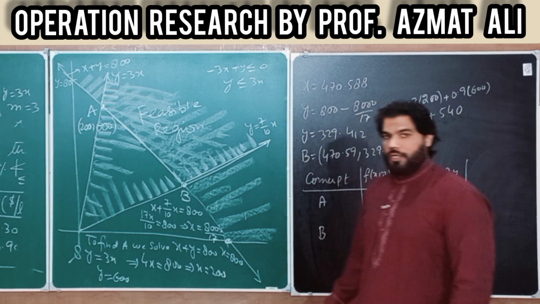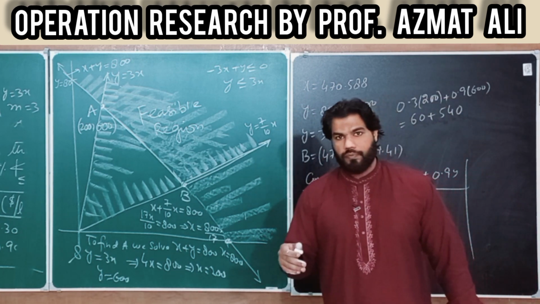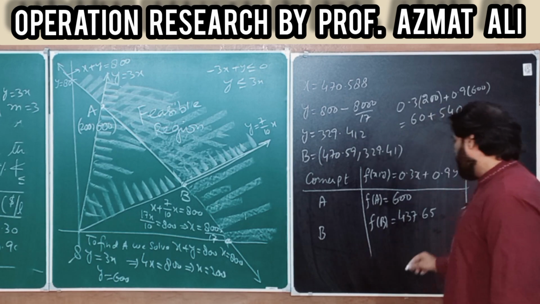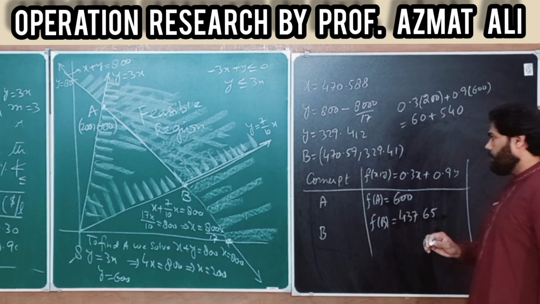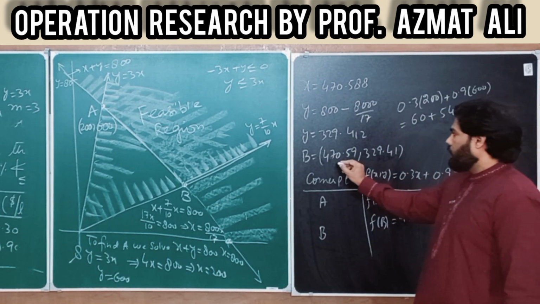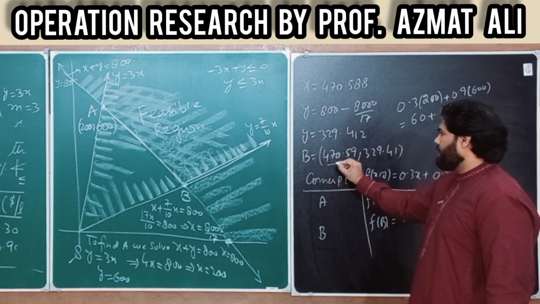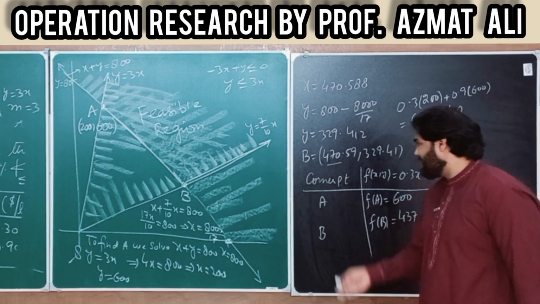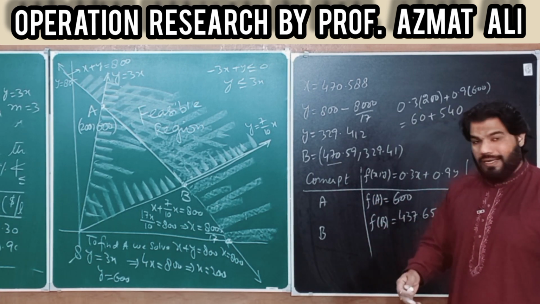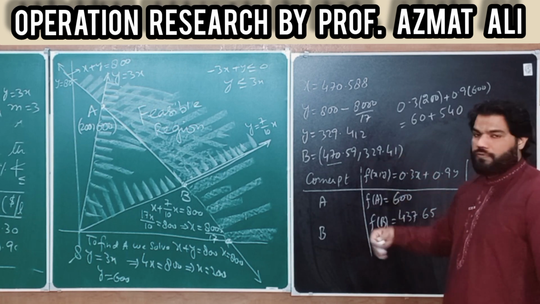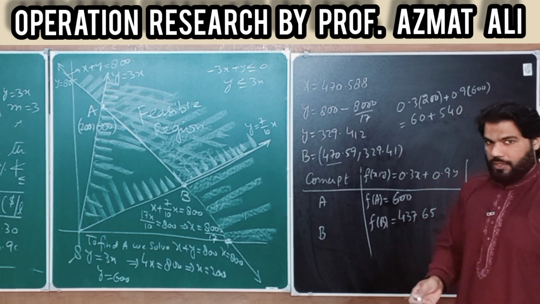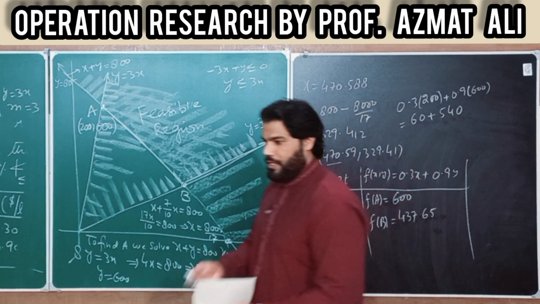Hence the company should make approximately 470.5 or 470.6 pounds of corn and 329.4 pounds of soybean to find the optimal solution.